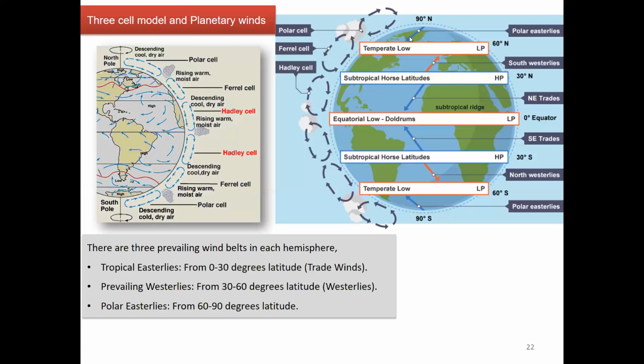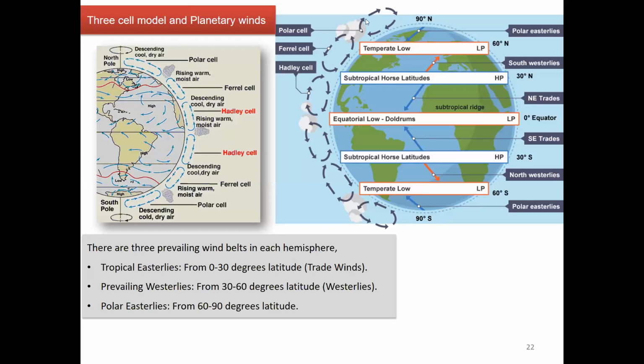Now in the polar cell, winds will try to move from high pressure to low pressure region. Because of the rotation of the Earth, they get deflected to the right in the northern hemisphere. So they are deflected here, and these are called the polar easterlies. The same process happens in the southern hemisphere also, and we call it the polar easterlies. So now we have the Hadley cell and the polar cell.